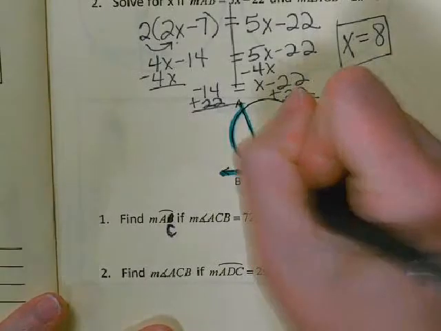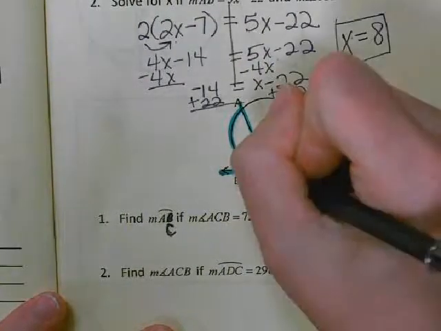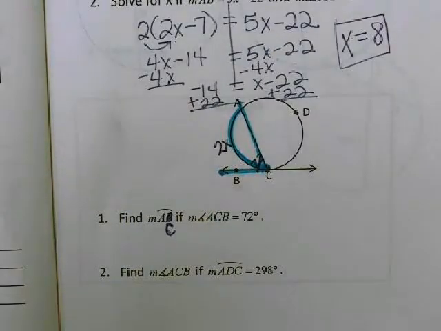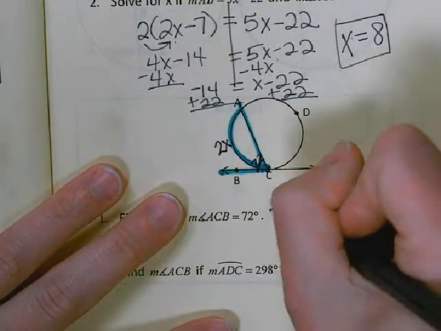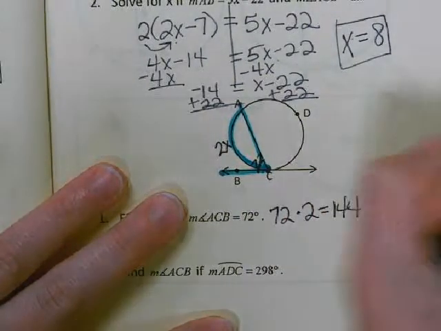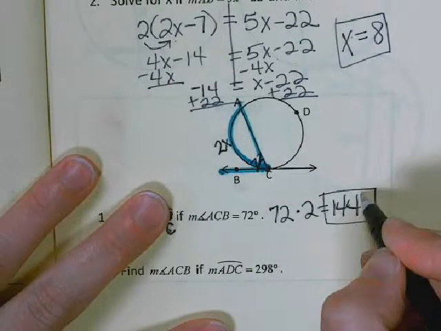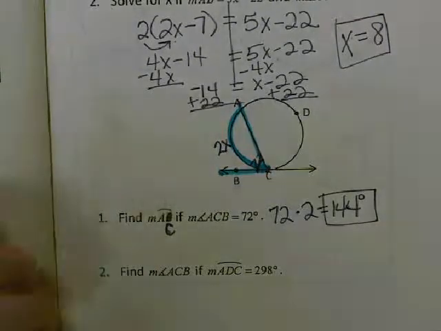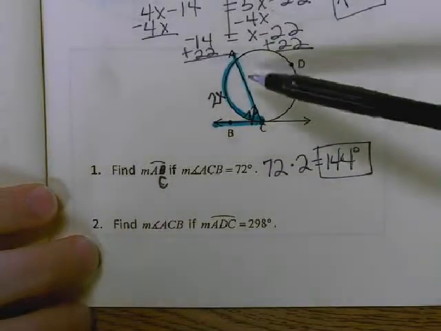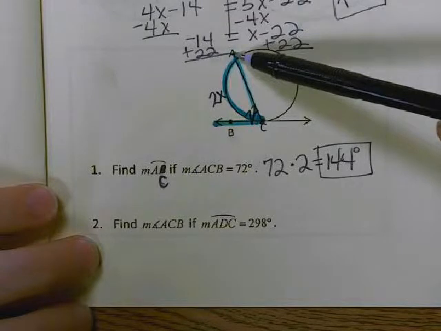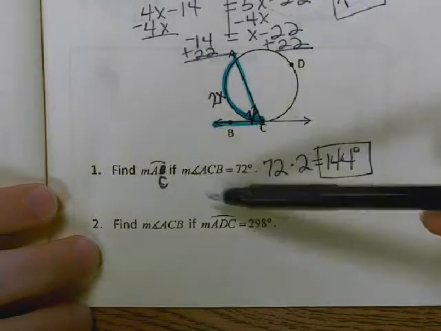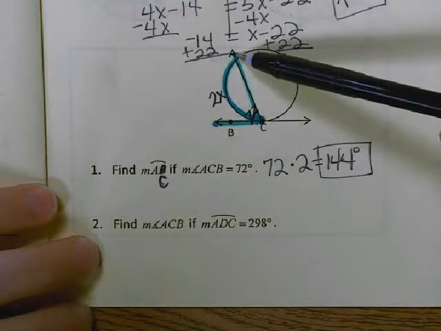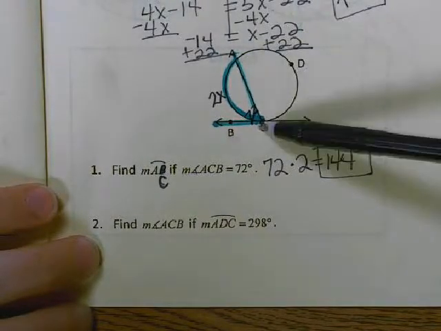So remember, the angle and the arc are related: if the angle is 72, the arc is 2 times that, right? So 72 times 2 is 144. Okay? So the measure of the arc is 144. And now let's talk about the measure of angle ACB if arc ADC is 298.